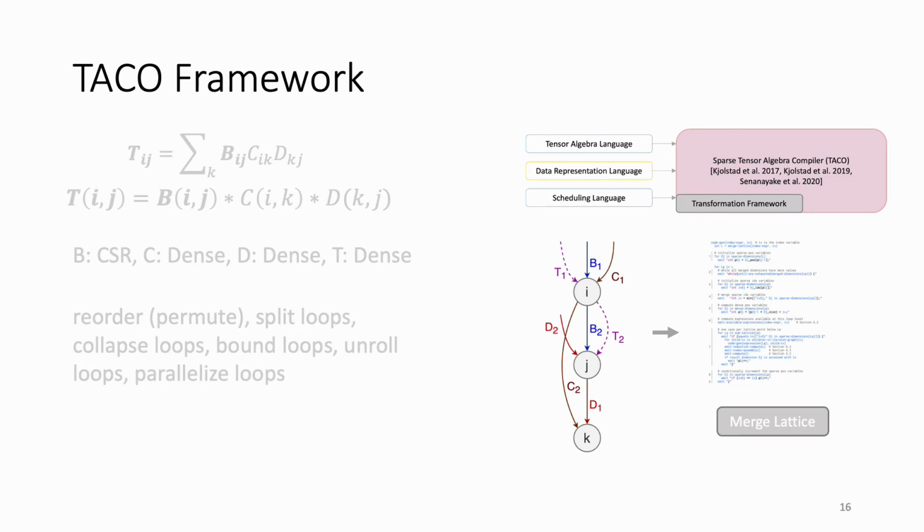It uses an intermediate representation called iteration graphs to define the basic loop structure of the computation, and uses merge lattices to generate sparse code using the iteration graph. Please read the original Taco compiler paper for more information on how everything works.